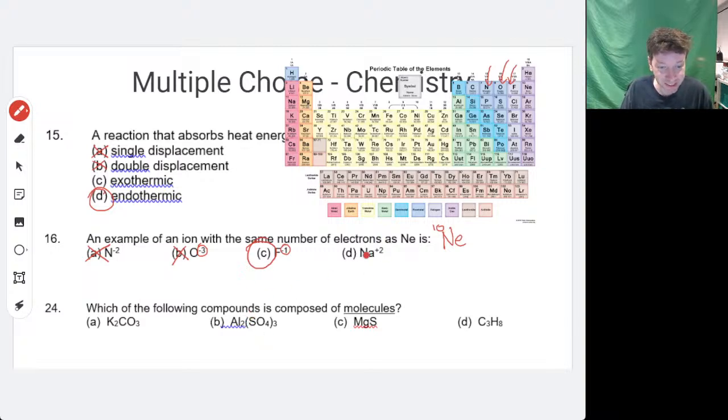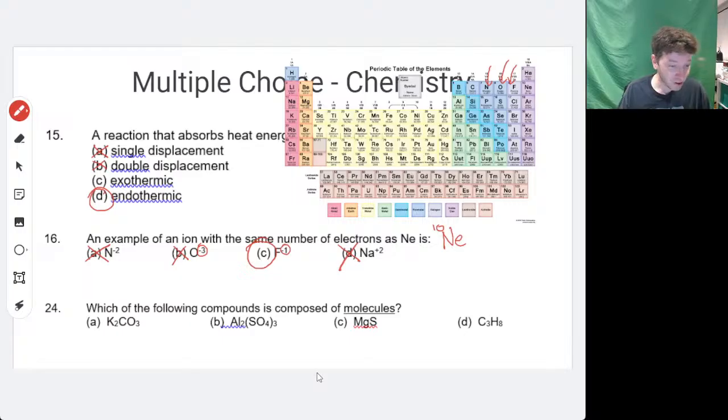Let's just double check sodium. Why does sodium have a charge of +3? I don't know. I also don't know why oxygen has a charge of -3 or nitrogen -2. But either way, that doesn't make sense. All right, C.